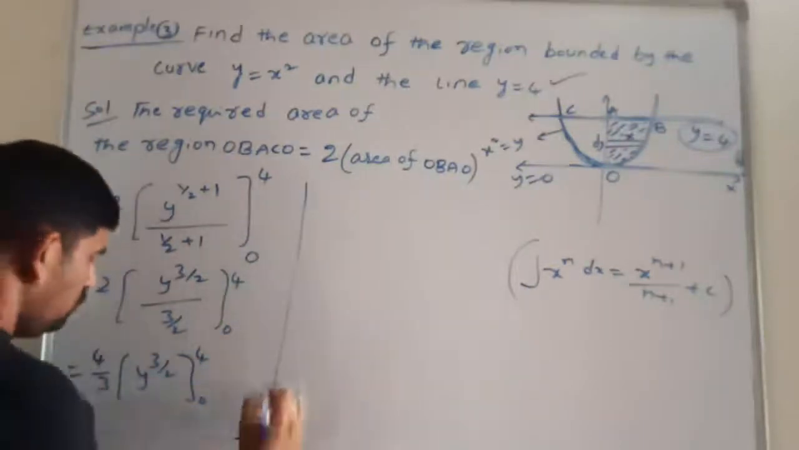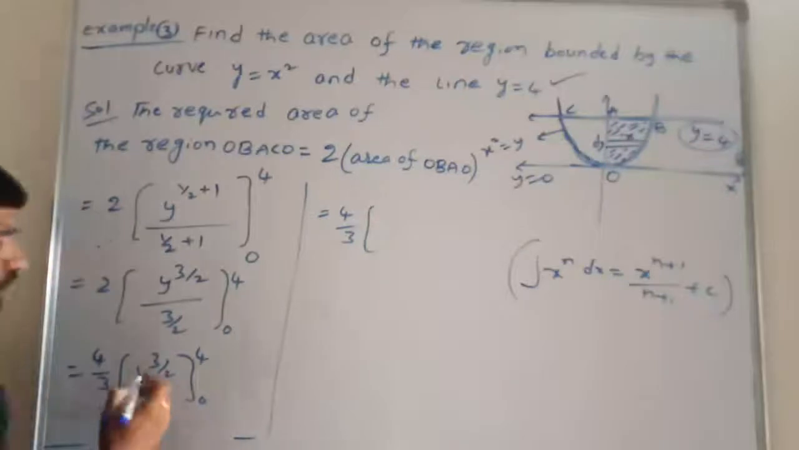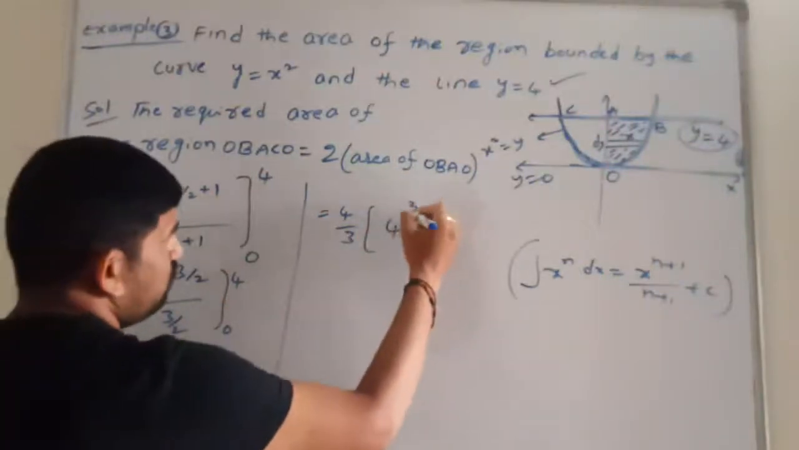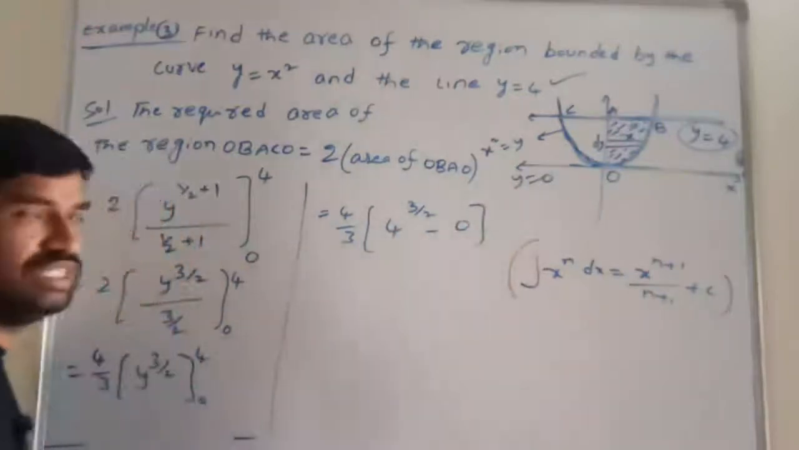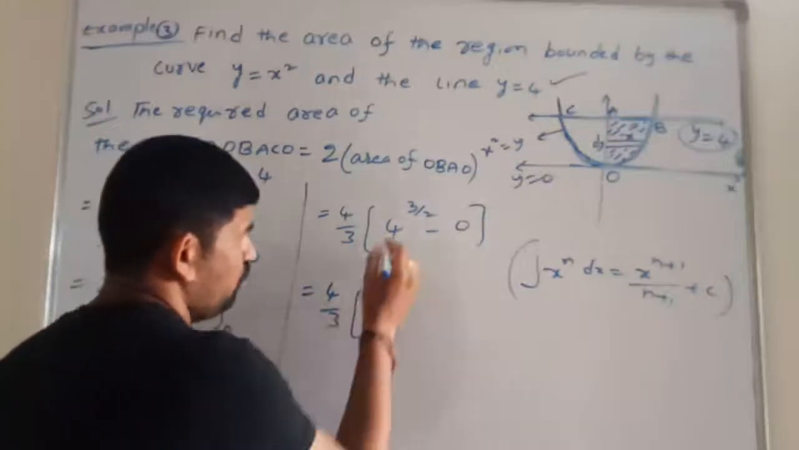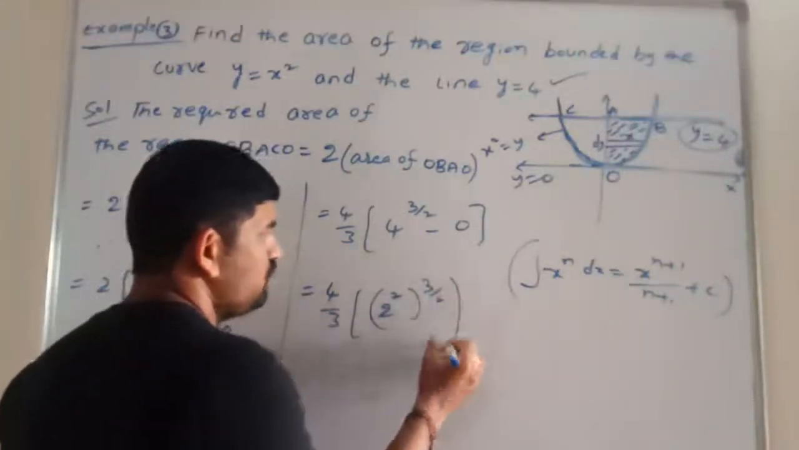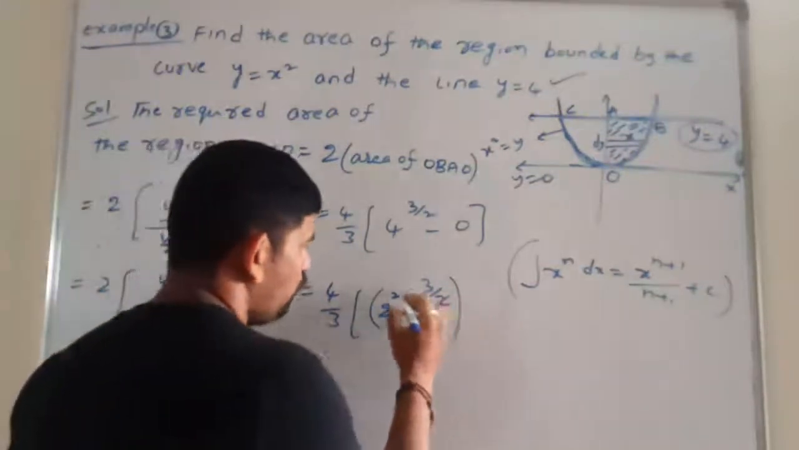Next is 4 by 3, substitute the upper limit. In place of y I am writing 4 power 3 by 2 minus 0. Next, 4 by 3, and 4 can be written as 2 square. Yes or no? We are writing 4 as 2 square, because the 2 gets cancelled.